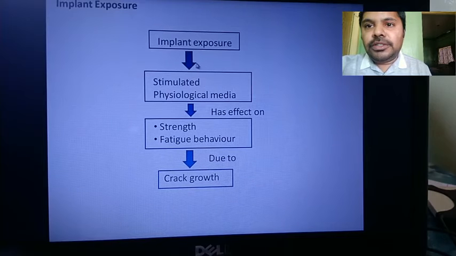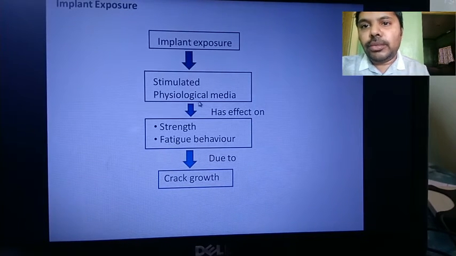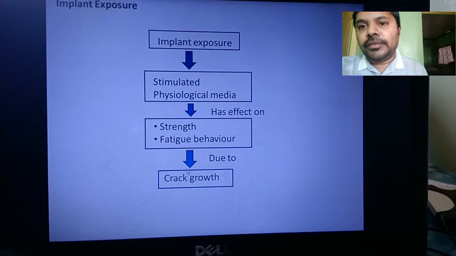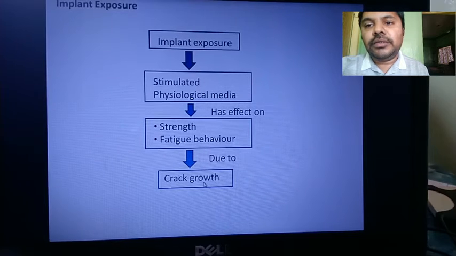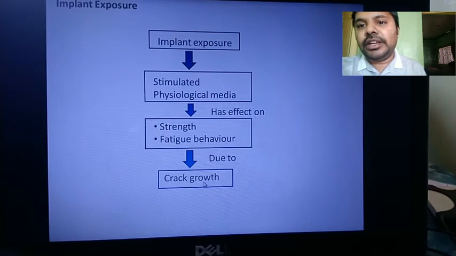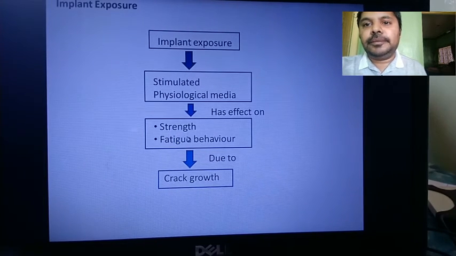Implant exposure is nothing but when you implant this alpha alumina or sapphire into the human body, that is a physiological media, it will have some effect. That is, a crack will be produced. That is called crack growth. Due to this crack, the strength and fatigue behavior of the implant will be affected. So this is one of the disadvantages when you implant. After implantation, alpha alumina and sapphire suffer with strength and fatigue behavior.